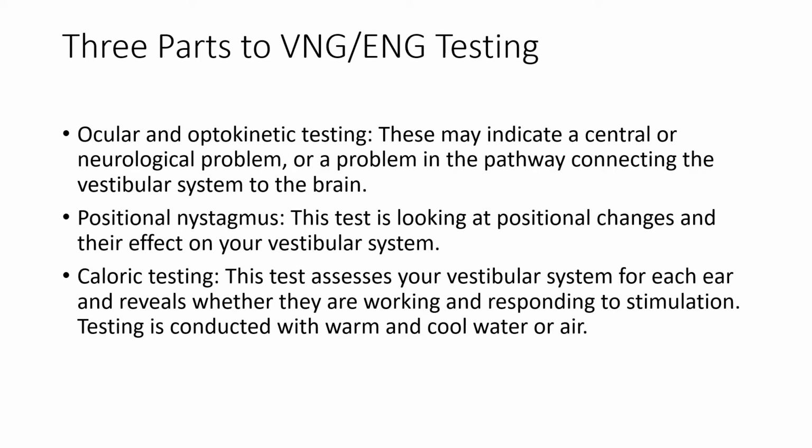There are three parts of the VNG or ENG testing. They are ocular and optokinetic testing, or usually we call it oculomotor testing. So this may indicate a central or neurological problem, or a problem in the pathway connecting the vestibular system to the brain. And the second one, we call positional nystagmus or positional testing, in which we're looking at the positional changes and their effect on your vestibular system. So we measure the nystagmus after we change the body position of the patient.